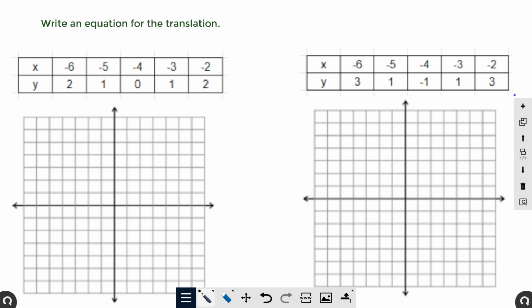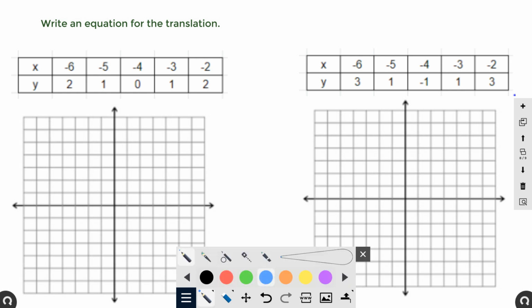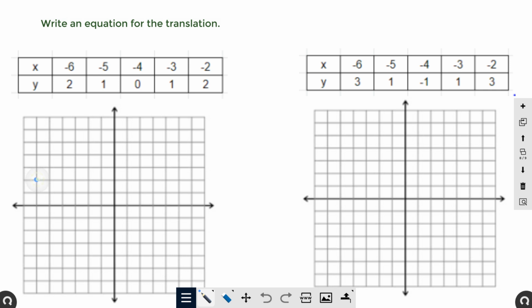All right, while you are plotting your points on your paper, I'm going to plot them here on the board. Remember, the first number is your x value, and the second number is the y value. So left 6, up 2. If we plot them correctly, we notice it makes a V.